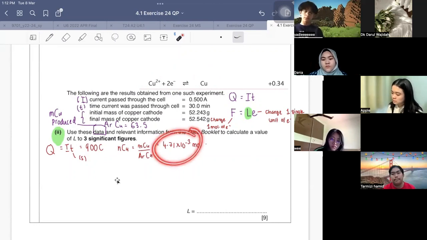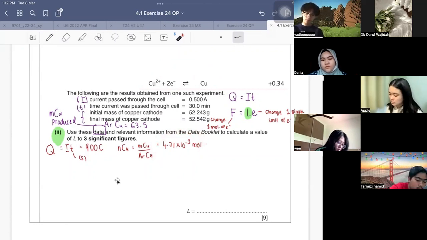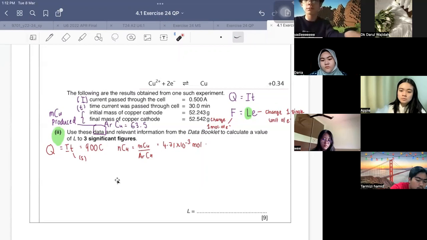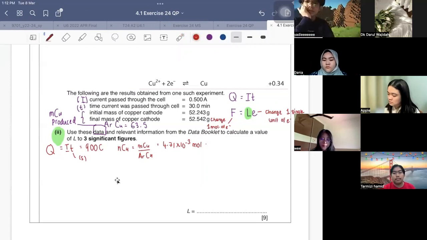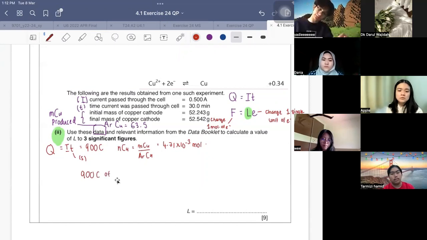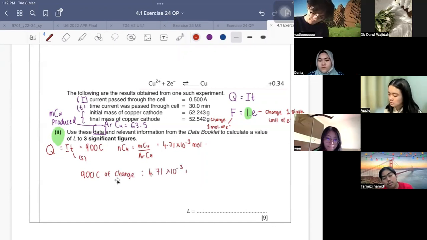But here we've got that 4.71 times 10 to the power of minus 3 mole. Now, why are we interested in electrons? It's because electrons are our current or electricity carrier. Electrons carry charge. So what we can say is that if we use 900 coulombs of charge, we manage to produce 4.71 times 10 to the power of minus 3 mole of copper.